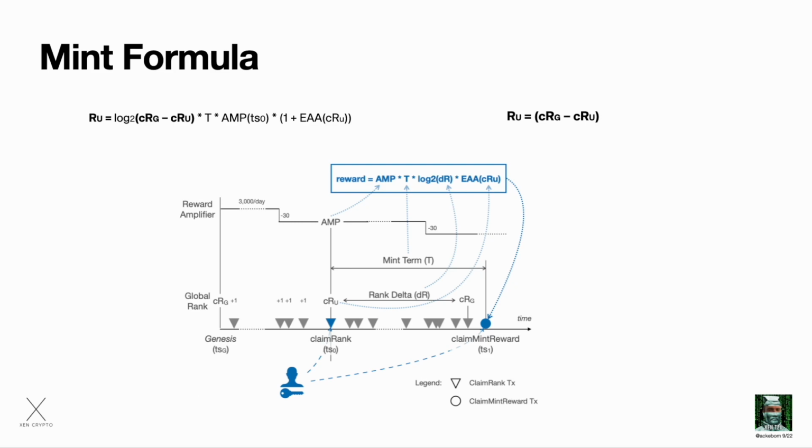Since we today will talk about adoption and community, let's start by focusing deeper on the Mint formula. This is really the heart of the machine. So what do we have? Your reward is the log base 2 of the delta rank times the mint term times the amplification factor times the early adopter amplification.